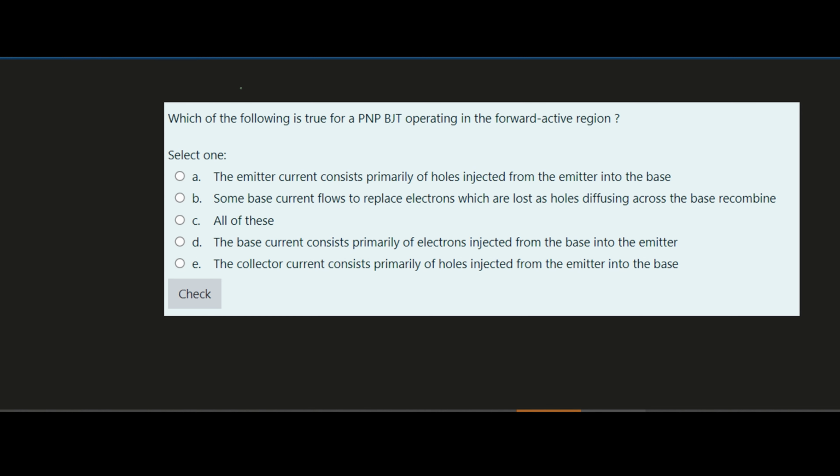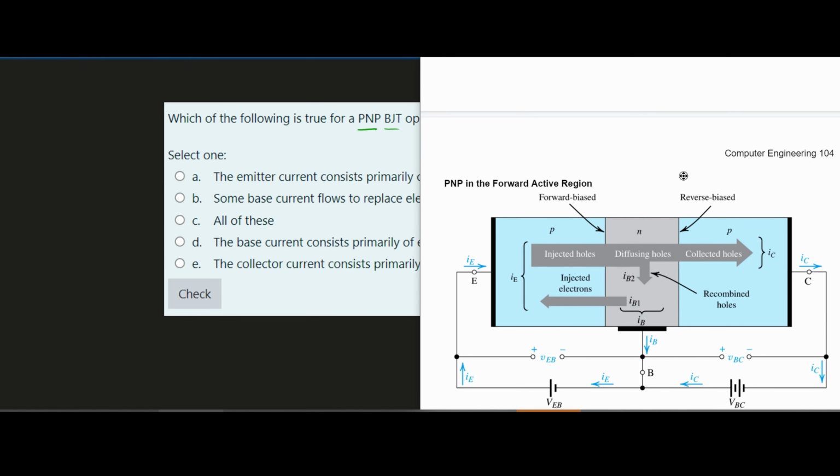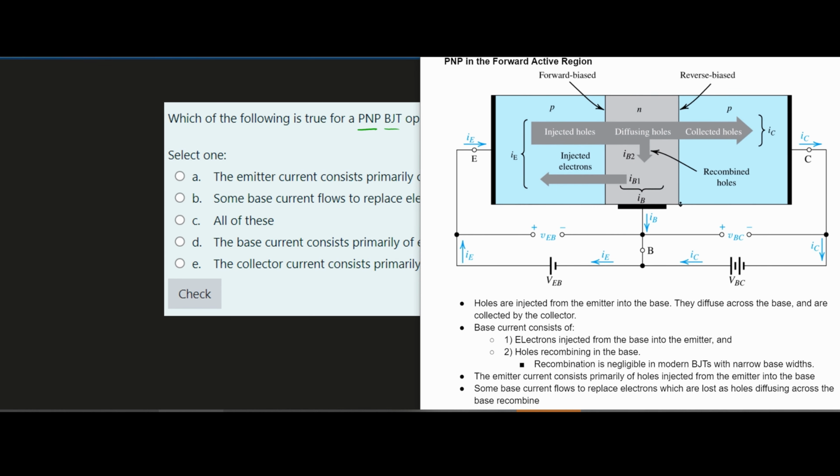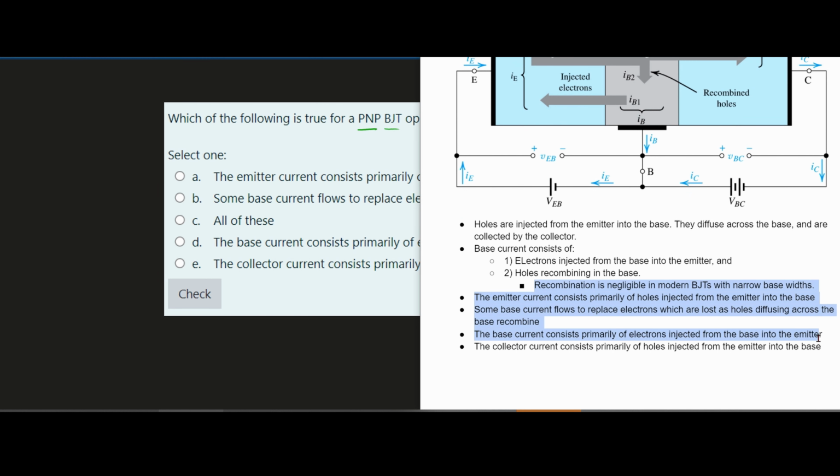Which of the following is true for a PNP BJT operating in the forward active region? So when we look at our notes, link below the like button, we want PNP, BJT, and forward active region. Looking at these notes, we are going to be about page 104. On page 104, we have all this information about our PNP in the forward active region, and we have the answers to what it is right here.